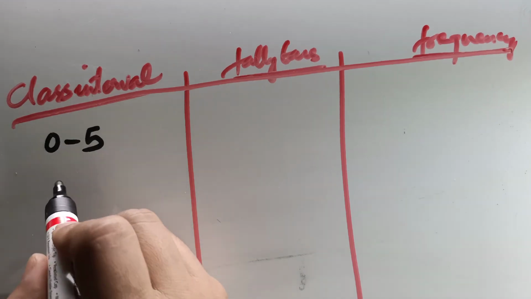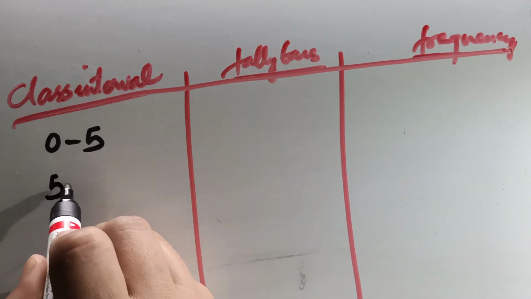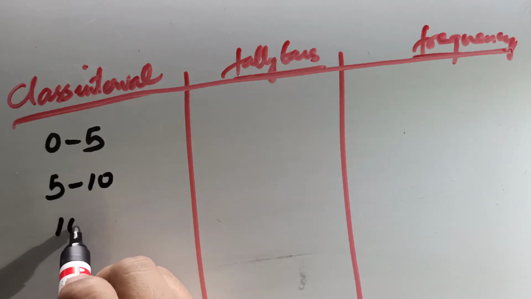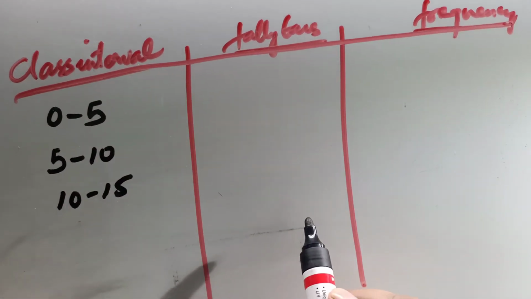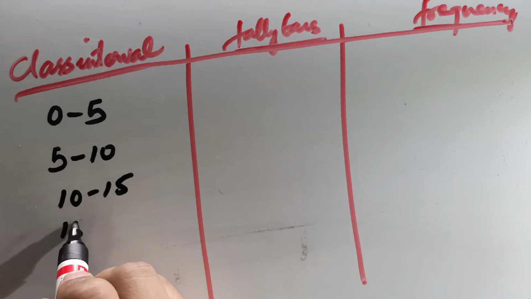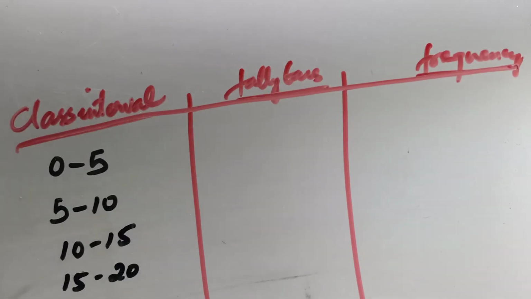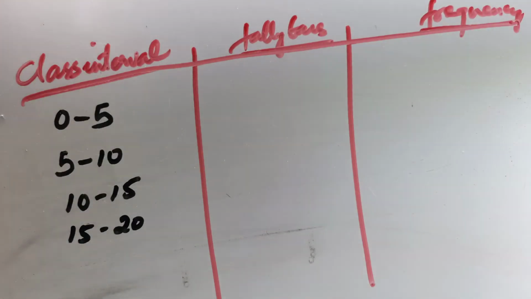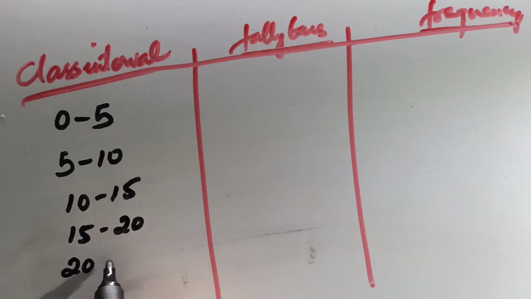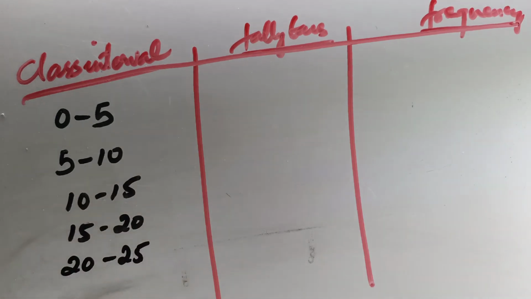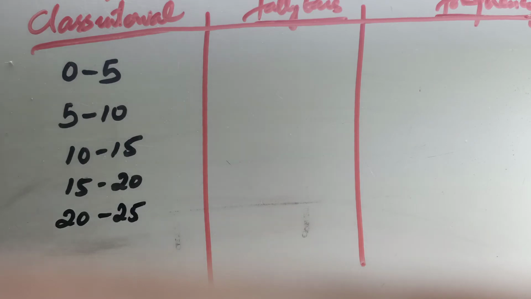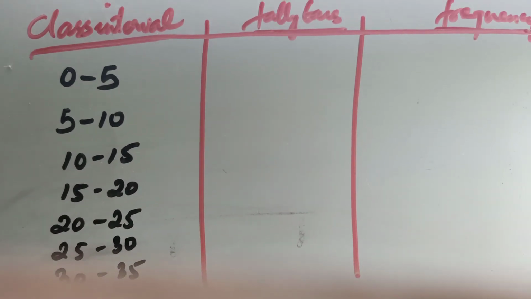So what I'll do is 0 to 5. Then the next one will be 5 to 10, 10 to 15. Next will be 15 to 20. After that, what will come? It will be 20 to 25, right? Next will be 25 to 30. Next would be 30 to 35, right?